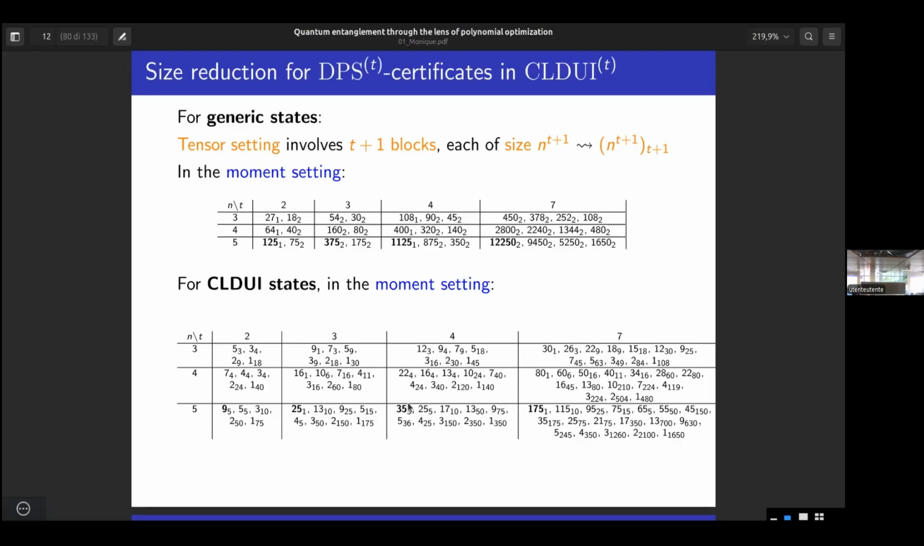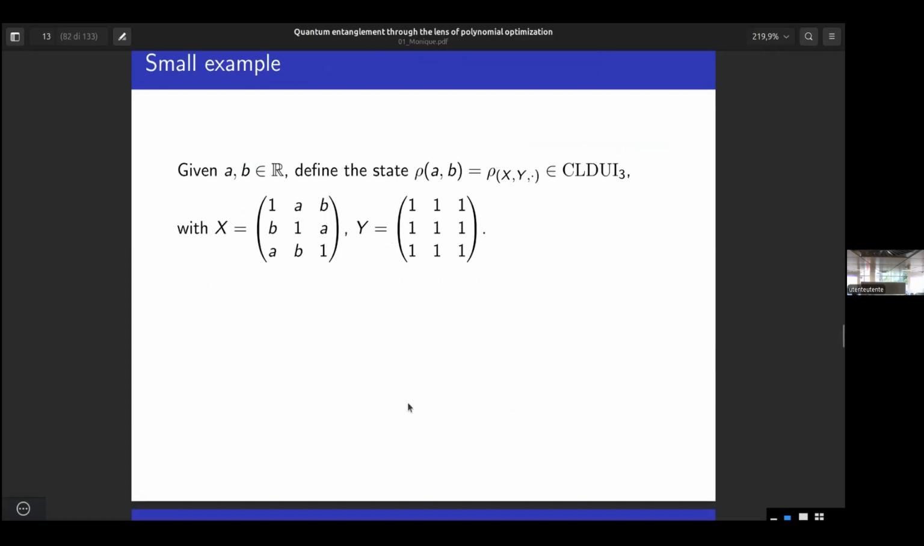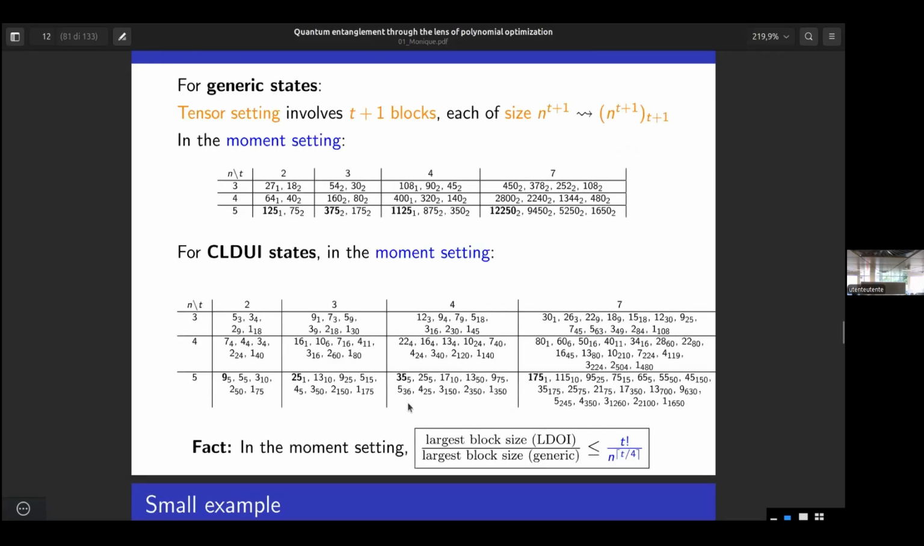But at least this is not computable at all, but here we can start computing things. Jonas has implemented the numbers. So here is, for instance, a theoretical estimation that we can do on the ratio of the largest block size in the invariant case with respect to the generic case, and you see that it's 2t factorial divided by n to the t. So the reduction kicks in clearly when you look at the invariance setting.